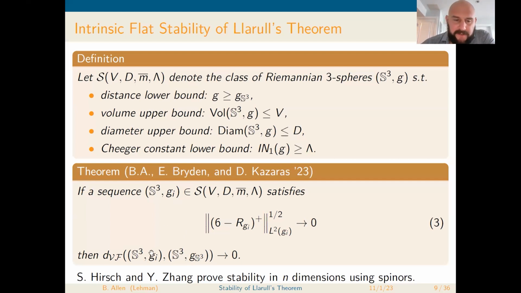Now, interestingly enough, if you were paying attention to arXiv recently, there was a paper posted last Tuesday by Sven Hirsch and Yu Zhang, which proves stability in n dimensions using spinors. And so that's an interesting new development. And they use a similar class. They replace the Cheeger constant with the Poincare constant, which is slightly different. But they get a version of this theorem in all dimensions using spinors.